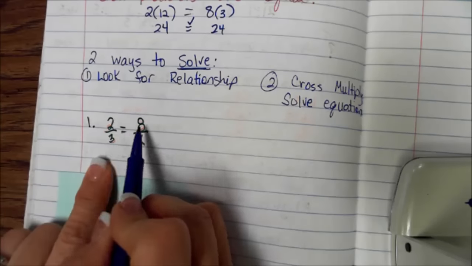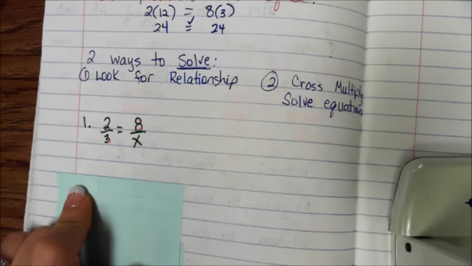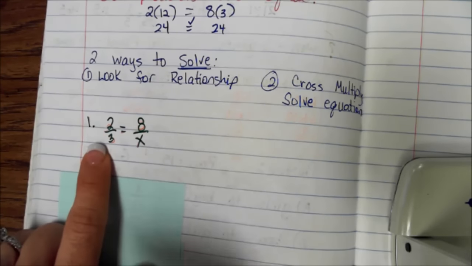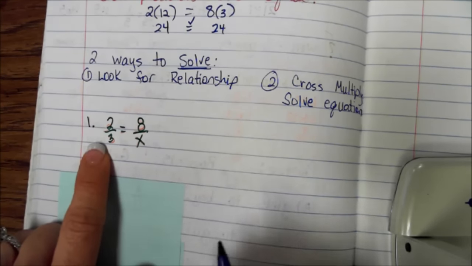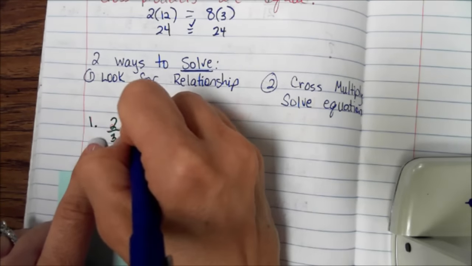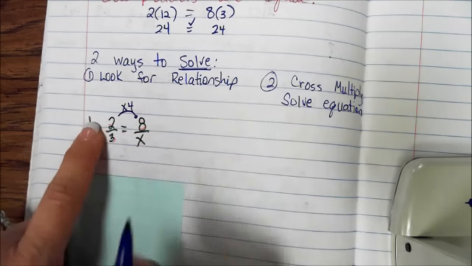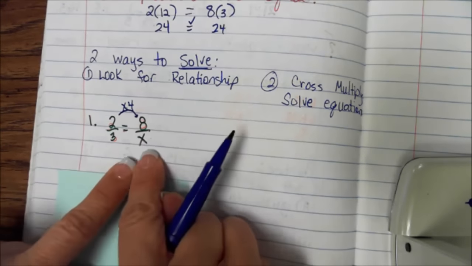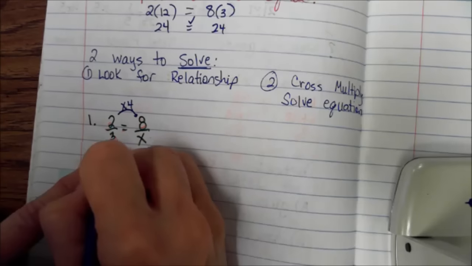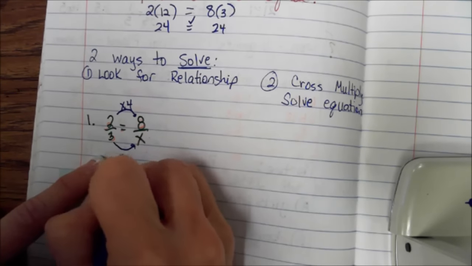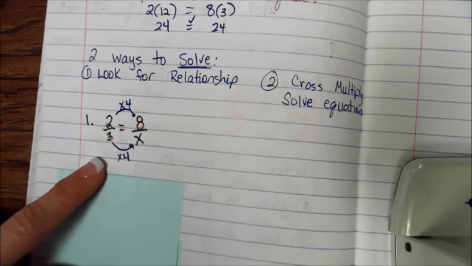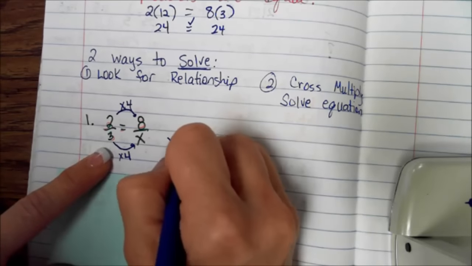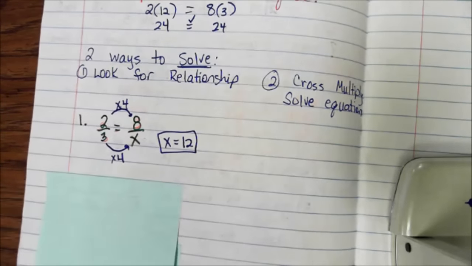So what you do is you just look across and see if there is a relationship. Do you see a relationship, Mr. Hines? I do. They did something to 2 to get 8. It increased, so they multiplied it times 4. So that relationship is 2 times 4, and that's what I did to get 8. Well, if I do that to the top, I can do that same thing to the bottom to find out what x is. So that would be 3 times 4, which is 12. That tells me that x is equal to 12, and that is the answer.